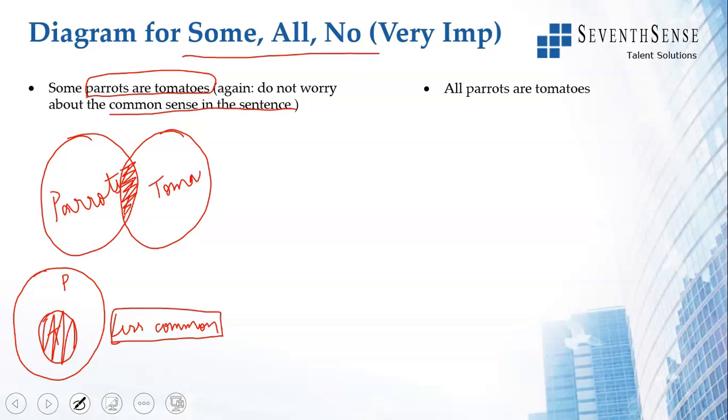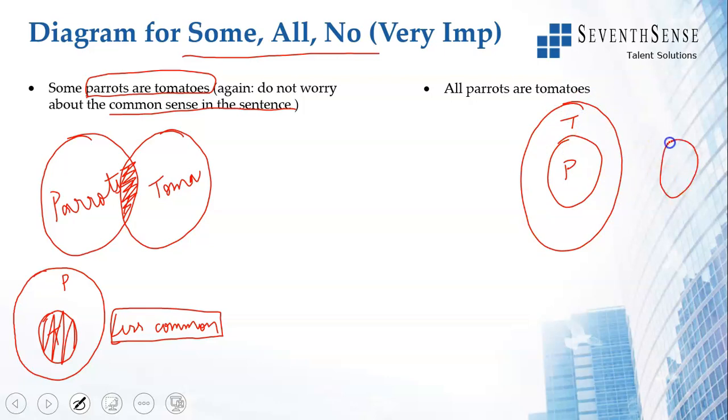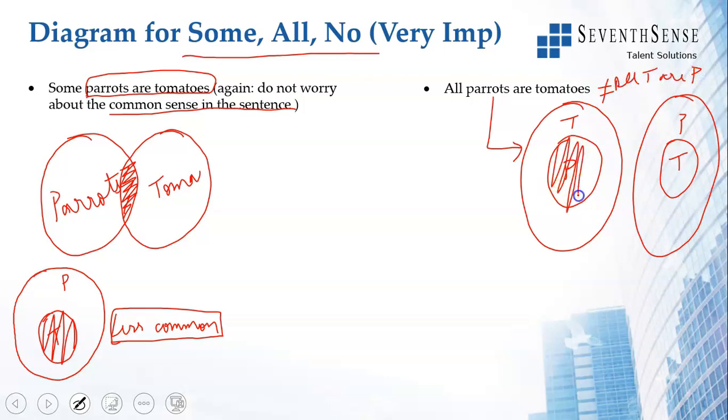All parrots are tomatoes. This is the way to draw all parrots are tomatoes. This is the way to write all tomatoes are parrots. See, all parrots are tomatoes, when you write like this, does not mean all tomatoes are also parrots. So all parrots are tomatoes does not mean all tomatoes are parrots. So these are all parrots which are all tomatoes. That is what this sentence means.